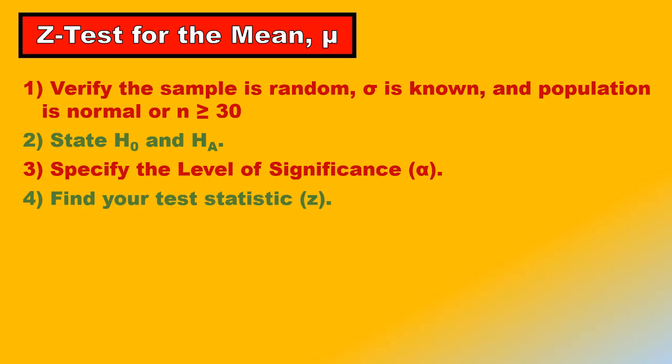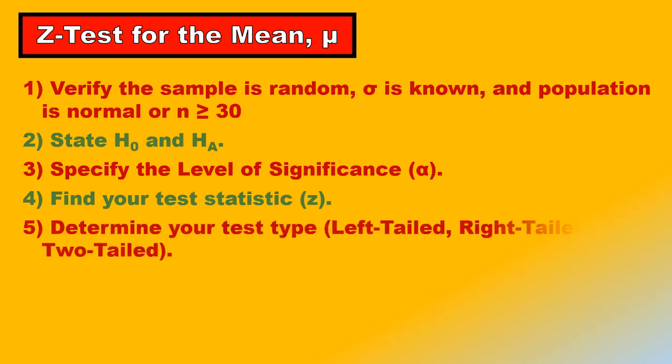That comes from interpreting the problem itself and using the available values to construct your z-scores. Then what's your test type? Remember, the test type is determined by HA. Is it a left-tailed test where HA has a less than symbol, a right-tailed test where HA has a greater than symbol, or a two-tailed test where HA has the not equal to symbol?